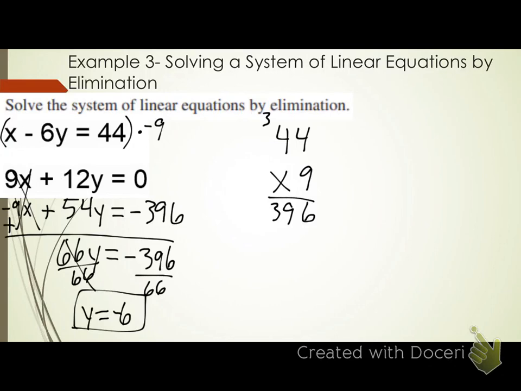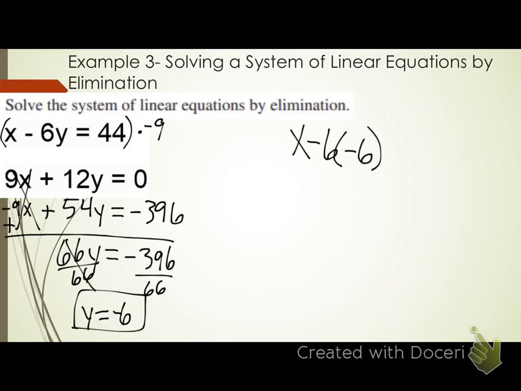Now we need to find x. Do y'all want to plug negative 6 in for the first, second, or third equation? First? Is that what I heard? Okay. So x minus 6 times negative 6 equals 44. Negative 6 times negative 6 is positive 36.